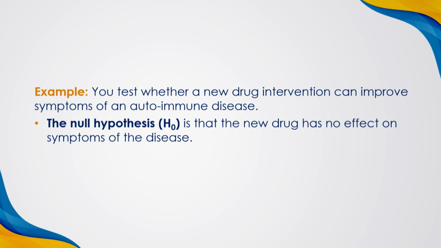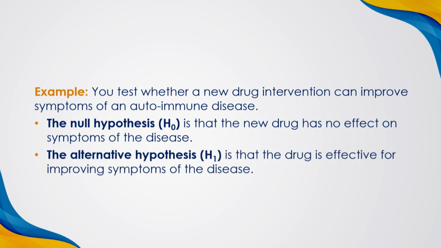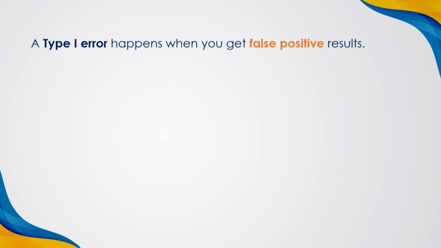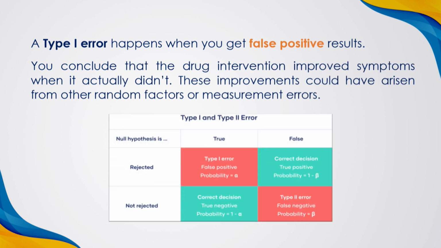Example: you test whether a new drug intervention can improve symptoms of an autoimmune disease. The null hypothesis H naught is that the new drug has no effect on symptoms of the disease. The alternative hypothesis H1 is that the drug is effective for improving symptoms of the disease. A type 1 error happens when you get false positive results. You conclude that the drug intervention improved symptoms when it actually did not. These improvements could have arisen from other random factors or measurement errors.